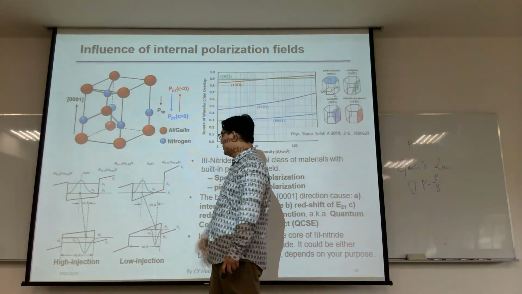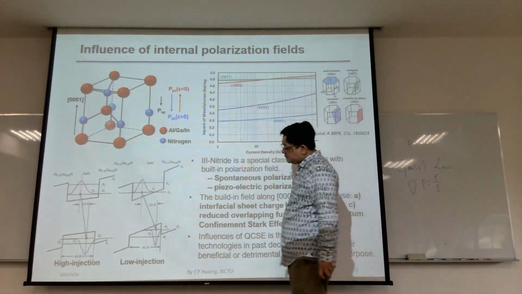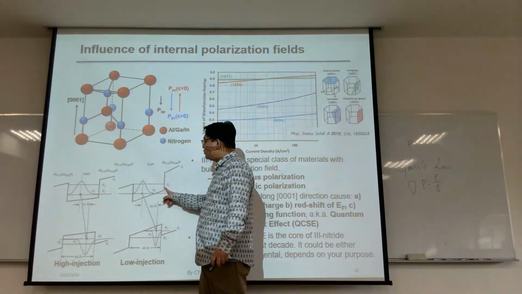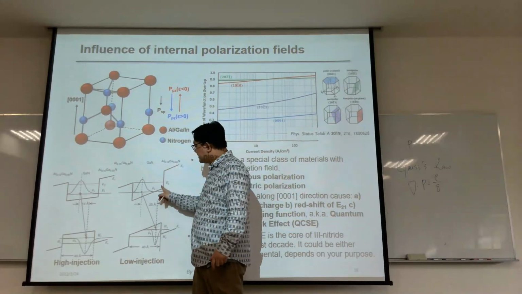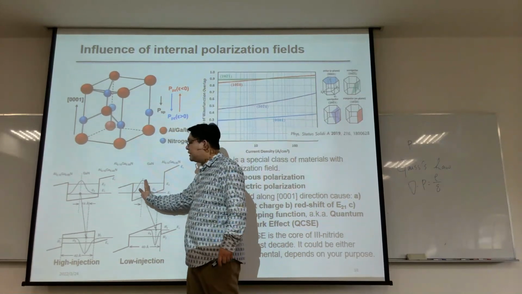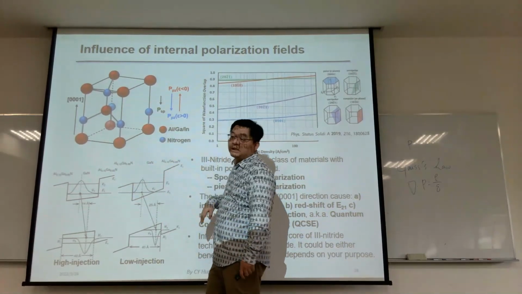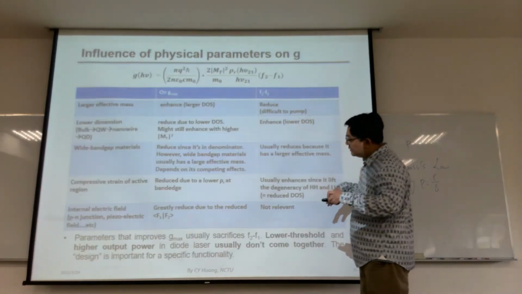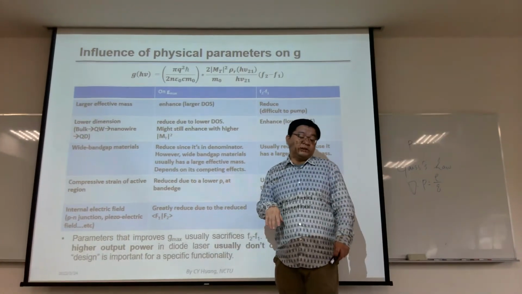So this kind of polarization brings a new concept only in this material called the quantum confined Stark effect. That means at low injection, because the shape of the band structure is not symmetric, it has low, high, low, high. So the carrier wave function is tilted for the electron on one side, but tilted for the hole on the other side. That will make the so-called F1, F2 wave function overlap reduce.